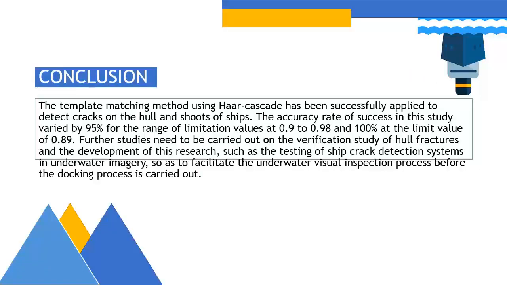We can conclude that the template matching method using Haar Cascade has been successfully applied to detect cracks on the hull and shots of ship. The accuracy rate of success in the study varied by 95% for the range of thresholding values at 0.9 to 0.98 and 100% at the thresholding value of 0.89.